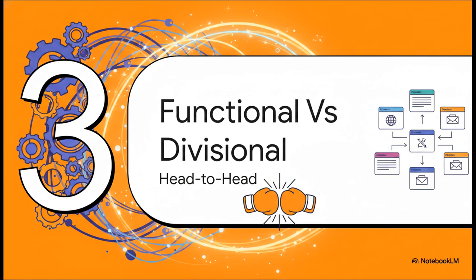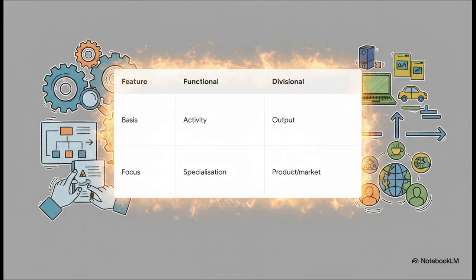All right, Section 3, Functional versus Divisional. Let's put these two head-to-head. Looking at the basis row here, a functional structure is based on activity, while a divisional structure is based on output. Simple enough, right? But now, look at the focus row. This is key. Functional structures focus on specialization, becoming the absolute best at one specific task like accounting or marketing. Divisional structures, on the other hand, focus on the product or the market. They make sure that a specific customer base or product line gets total dedicated attention. Seriously, burn this table into your brain.